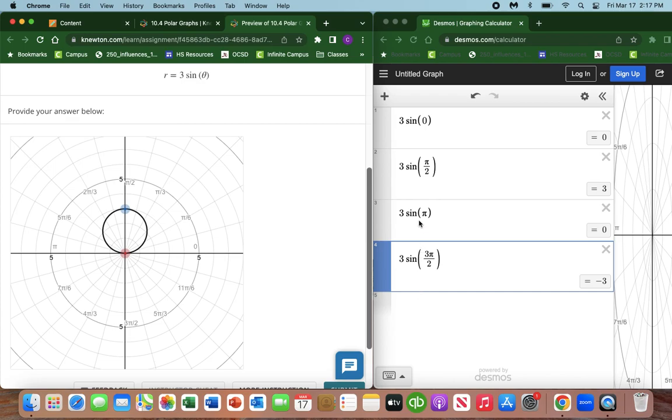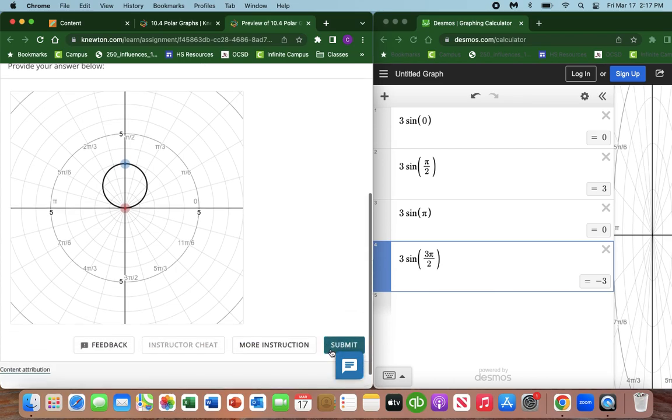It says that pi should be 0, so if I go to pi, I get 0. If I go to 0, I get 0 as well. If I go to 3 pi over 2, it tells me my radius is negative 3, which means I need to go to the opposite side, so I get this point here. So I have the correct graph here. It's got a radius of 3, and my radius of 3 happens at pi over 2. So I have the correct graph.